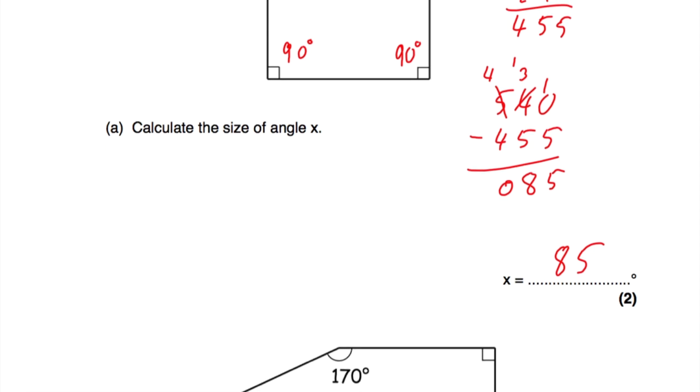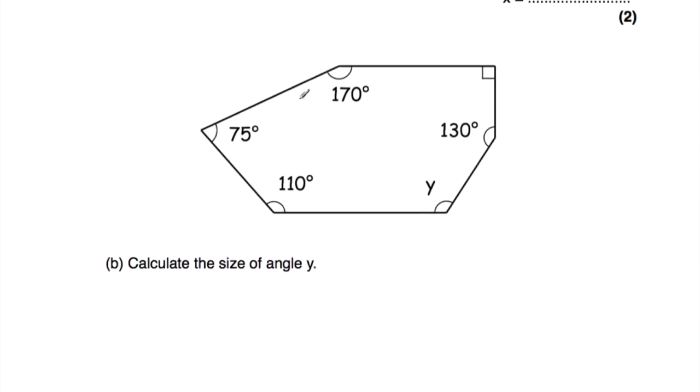Okay, let's have a look at part B. We've been given a different shape, and it's got 1, 2, 3, 4, 5, 6 angles. So it's a hexagon, so it's got 6 sides. And we've been asked to calculate the size of this angle Y. Again, you could know that a pentagon is 540, and if you add another 180, that's the size of the angles inside the shape, which would be 720. Alternatively, you could just learn that the angles in a hexagon add up to 720 degrees, and that's just something I tend to learn.